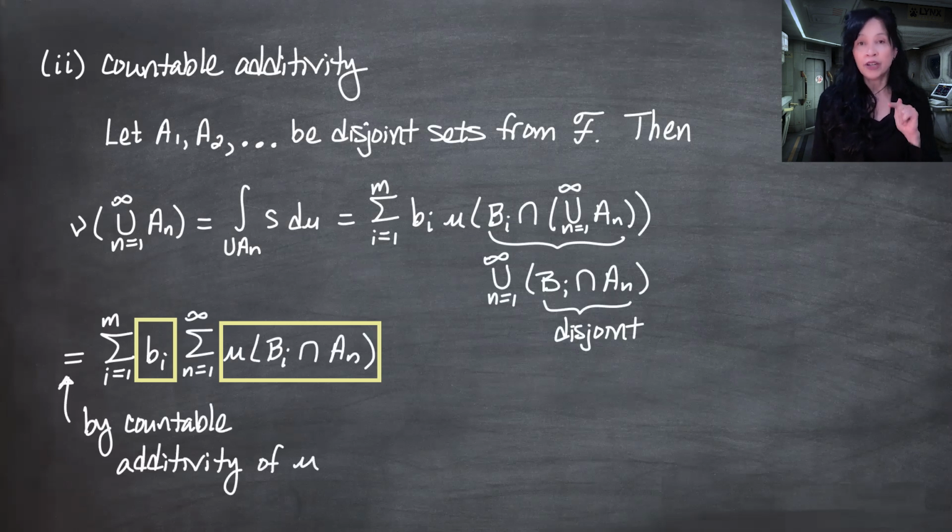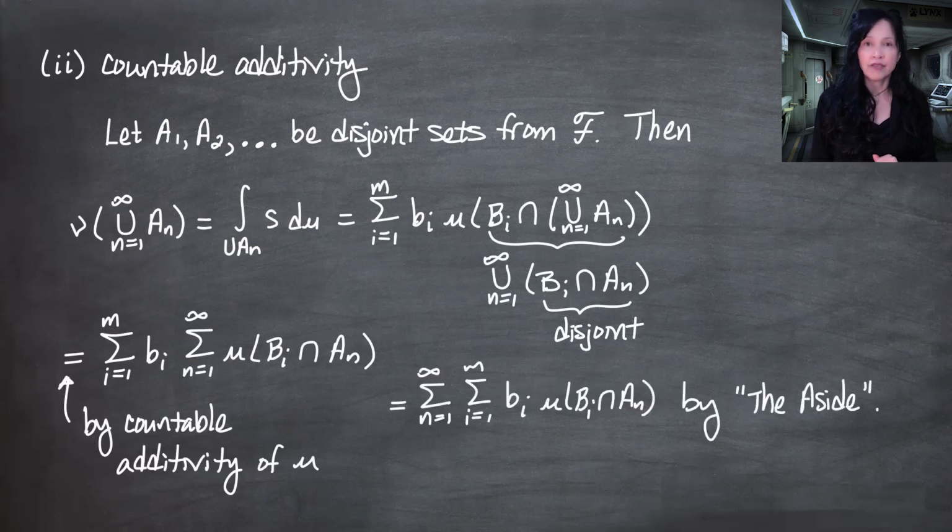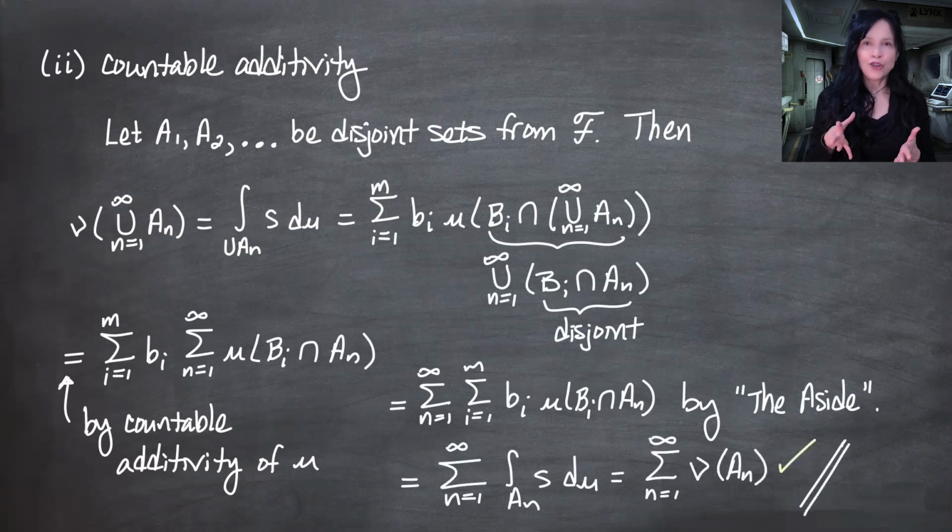But here I'm going to use that aside that I talked about, Fubini 1, and say that, once we've proven that, we'll know that we can, in fact, because these are all non-negative things, interchange the order of the sum. Once you do that, note that the sum inside is exactly the integral of s with respect to mu over the set An, and that is exactly how we define nu of An, so we're done. The nu measure of the countable union is the sum of the individual nu measures. We have proven that nu is, in fact, a measure.